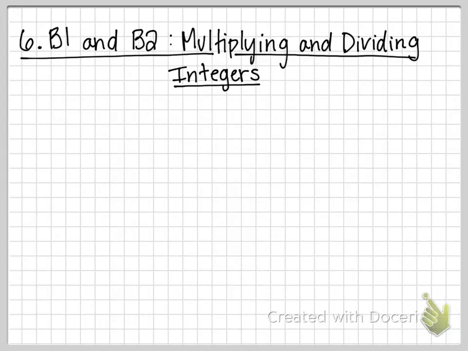First of all, what's an integer? Someone raise your hand. What is an integer? Eddie. Very good. A negative or positive whole number, right? Not fractions, not decimals. So we're just working with whole numbers right now.